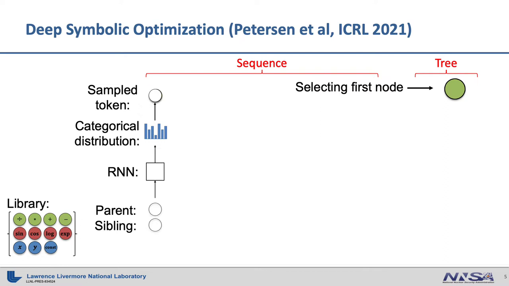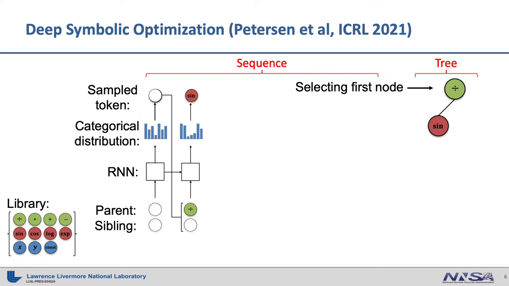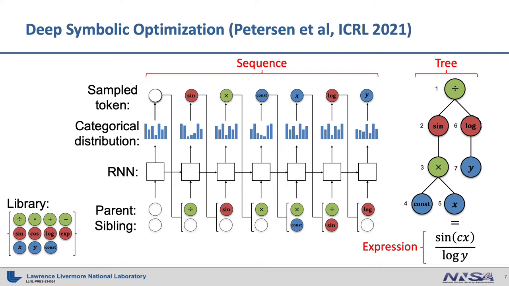So we start by sampling the first token. Let's say that we have sampled the division token. This division token will start to define a token tree that you can see on the right side. And this will be the argument for the next token to be sampled. So we have now a view of the token tree that is represented by the parent and sibling tokens that you can see in the middle of the RNN. And this will define a categorical distribution, and then we sample the next token. And we continue sampling sequentially those tokens until we have a complete token tree, as you can see on the right side.